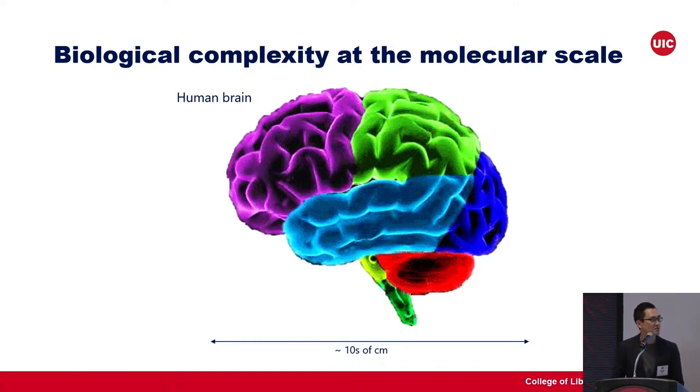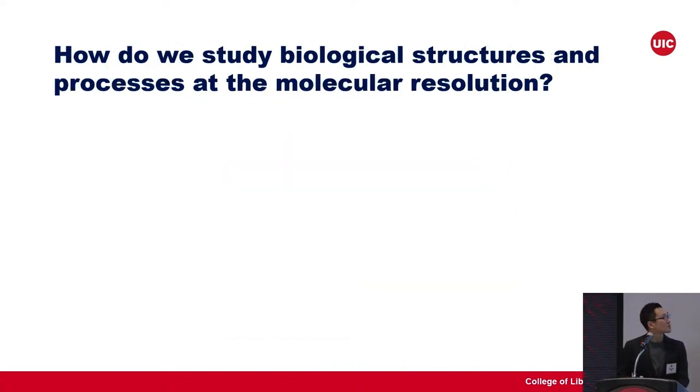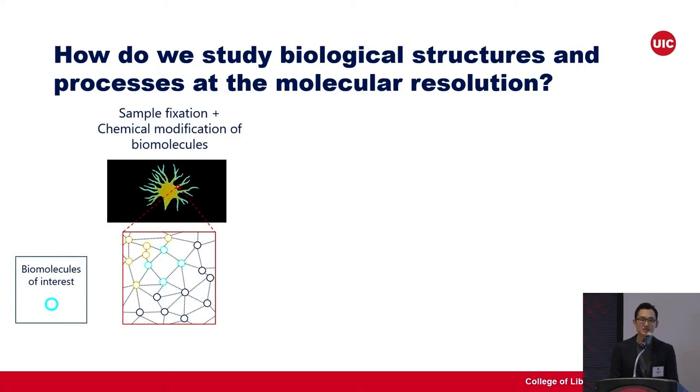The fundamental question my lab is pursuing is how can we identify and locate specific molecular species over such a broad range of length scales and biological complexity. So one approach my lab is exploring is a biochemical process that transforms biological specimens so that they can be studied more easily at higher resolutions.